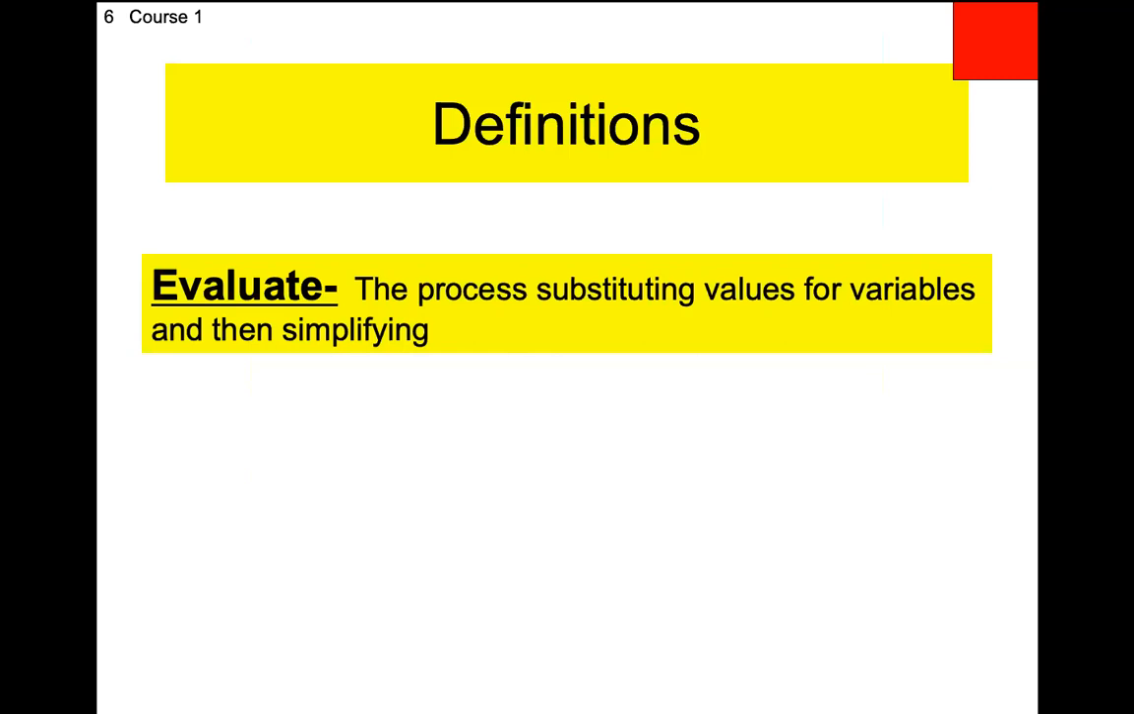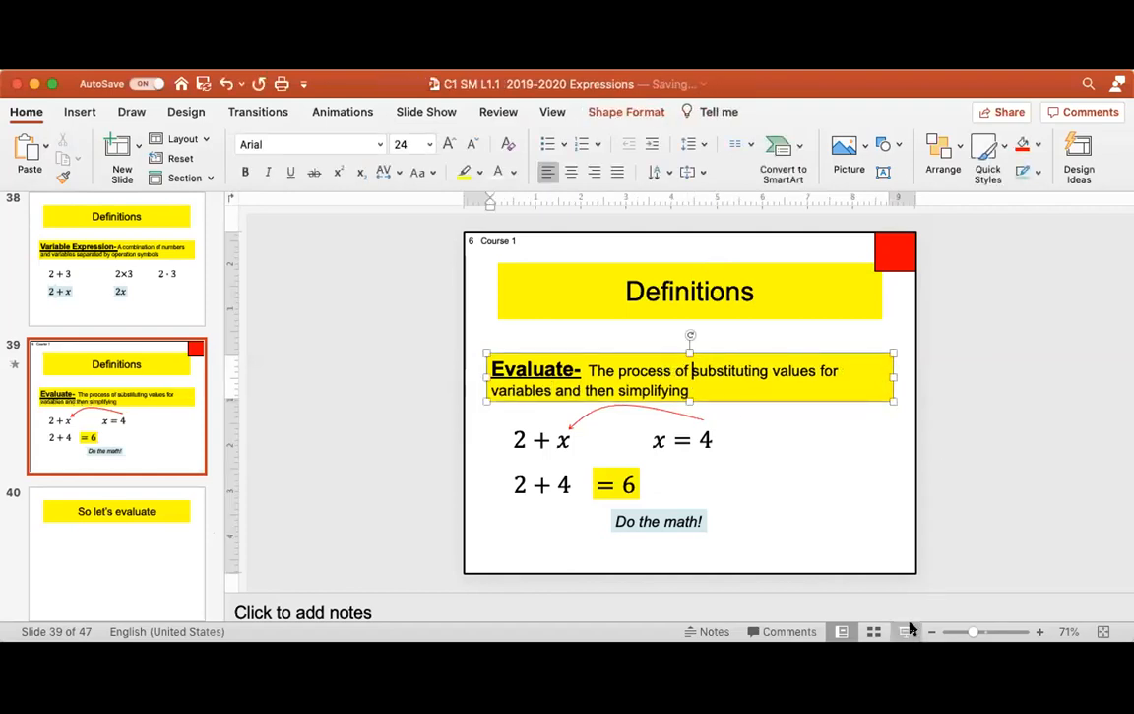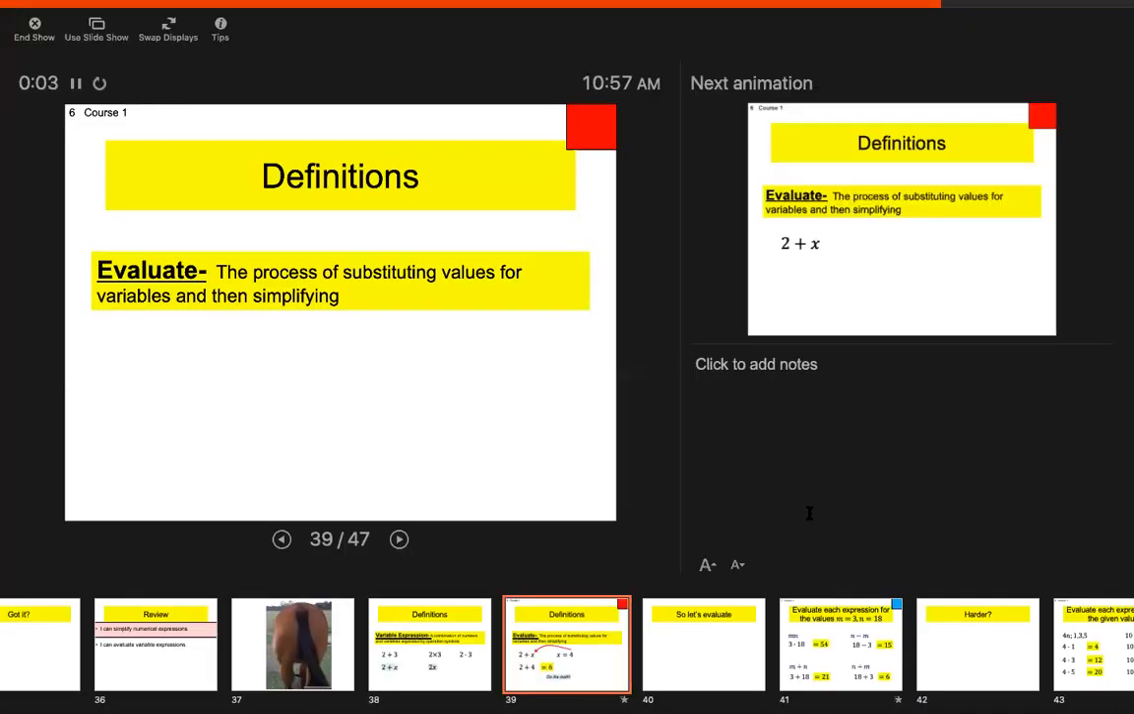Quick question? It says the process. Oh, I left off the word of: substituting values for variables and then simplifying. I'm going to fix my mistake here. The process of, there. Somebody actually caught that in period 1. I didn't change it. The process of substituting values for variables and then simplifying.